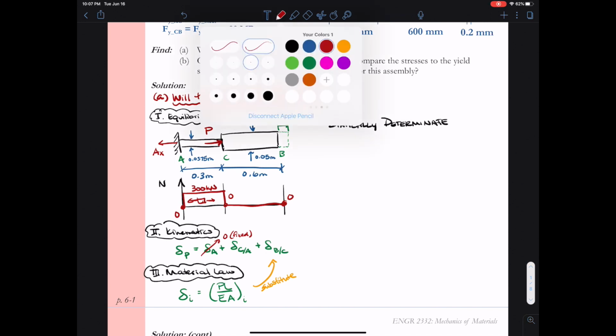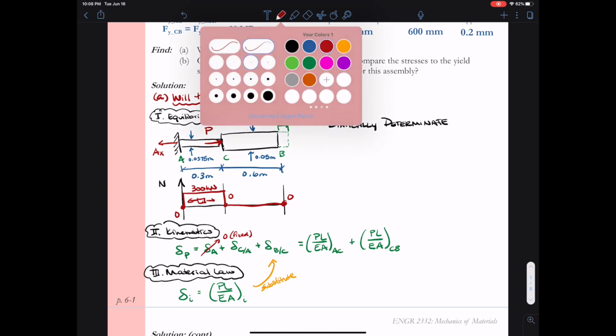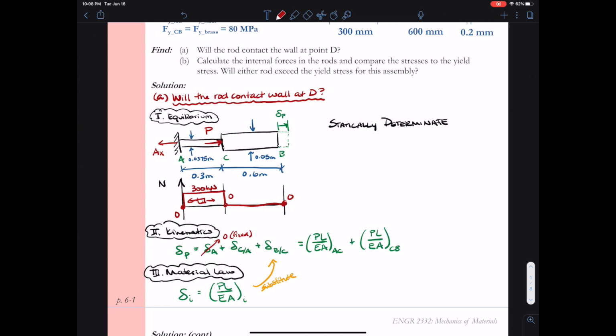We want to take our material law and now substitute it into the kinematics. So we're going to go ahead and do that. We see that delta A is going to be 0 because it's a fixed end. So that leaves us that delta P is going to equal PL over EA for segments AC and CB. But because all of the load is in AC only, and we saw from our axial force diagram that there was 0 load in segment CB, then PL over EA for segment CB is going to go to 0 because it has no axial force.